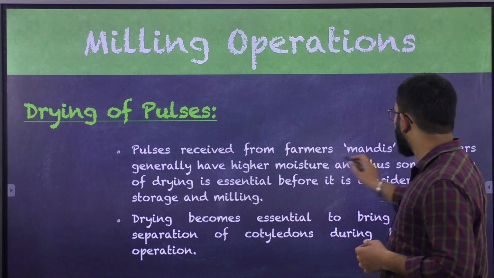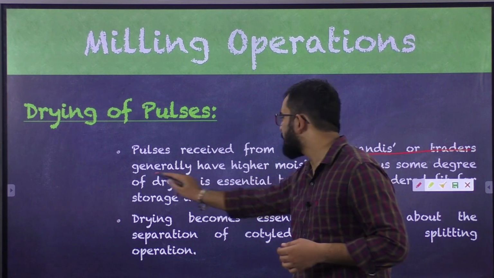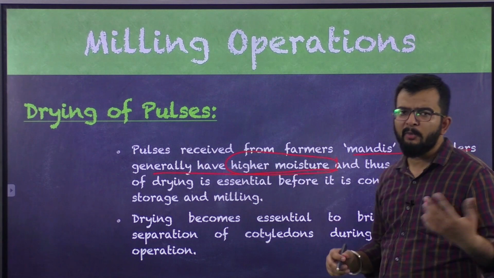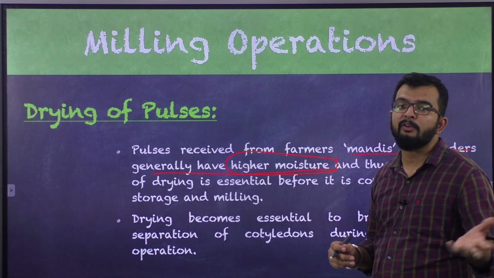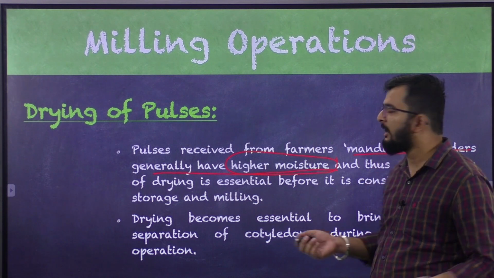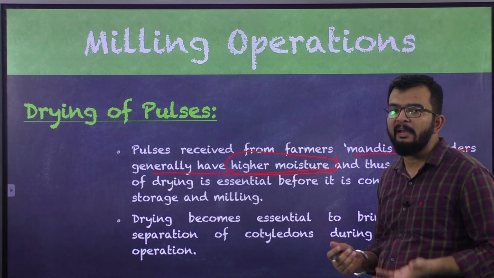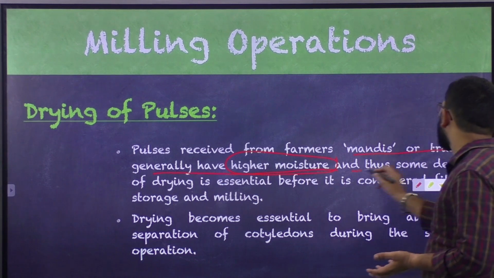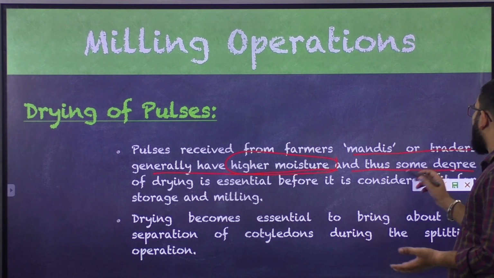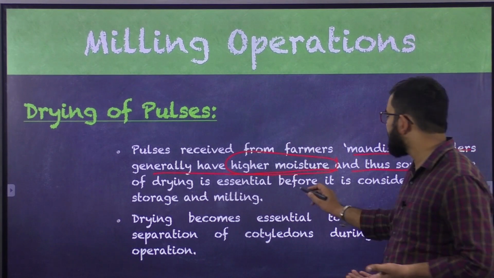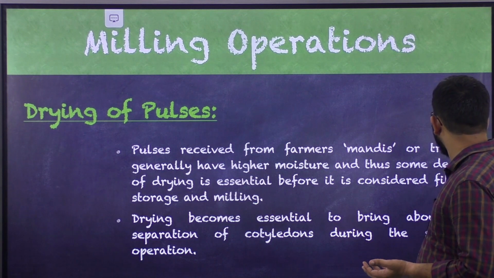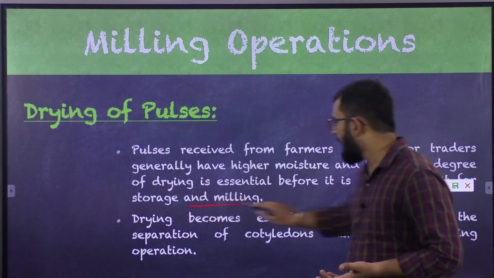So pulses received from farmers, mandis or traders generally have higher moisture content. Okay, the moisture content in different varieties, or pulses purchased from different farmers, may vary. So in order to bring it to a uniform level, we need to dry the pulses to a same or uniform moisture content level. Okay, thus some degree of drying is essential before it is considered fit for storage and milling.